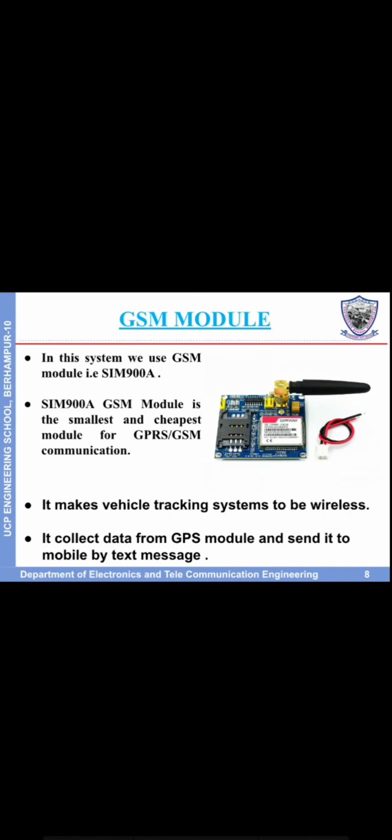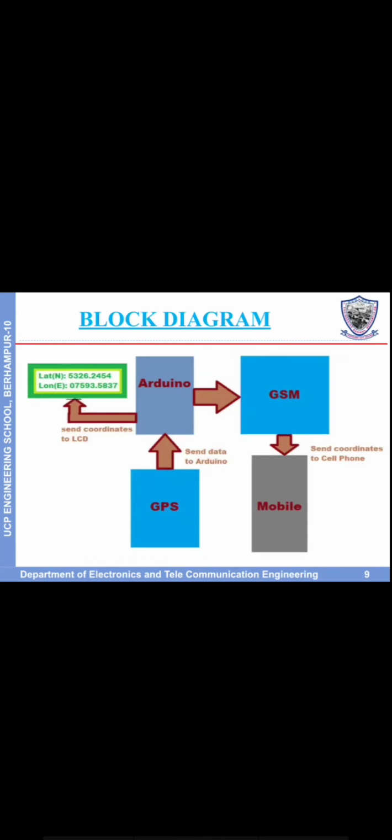GSM module. In this system, we use a GSM module, that is SIM900A. The SIM900A GSM module is the smallest and cheapest module for GPRS or GSM communication. It makes the vehicle tracking system wireless. It collects data from the GPS module and sends it to mobile by text message.